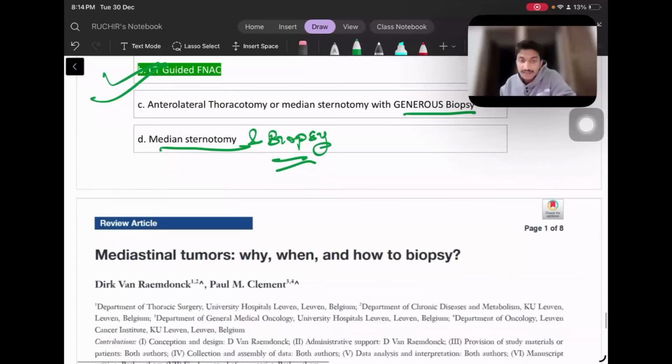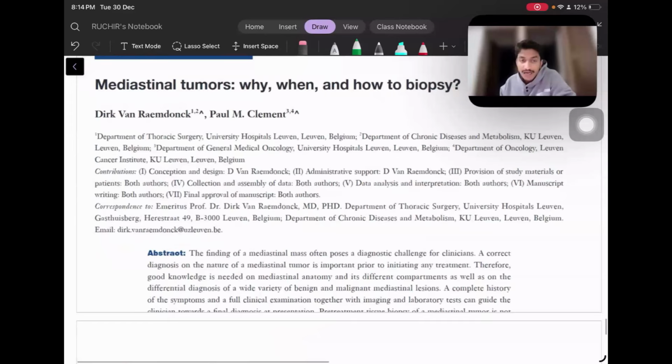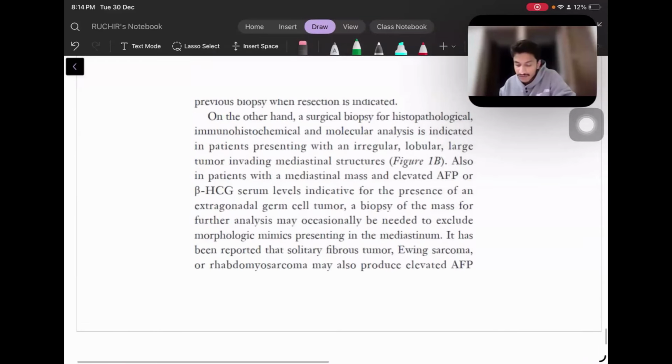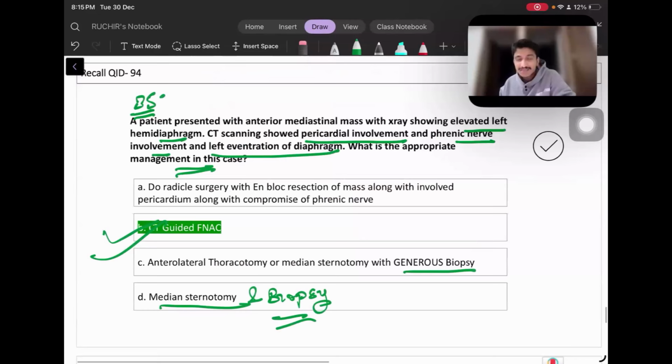According to my research in the articles, and I've gone through Schwartz as well, what I've seen is that in mediastinal tumors, if you are able to do a CT guided biopsy or a CT guided FNAC, that is usually how you should do it, because a biopsy for a mediastinal mass by opening, doing a surgical biopsy, has its own set of morbidity associated. So how can you do a full resection when there is involvement of the pericardium and the phrenic nerve as well? Because there is also left eventration, that is because of the phrenic nerve involvement.